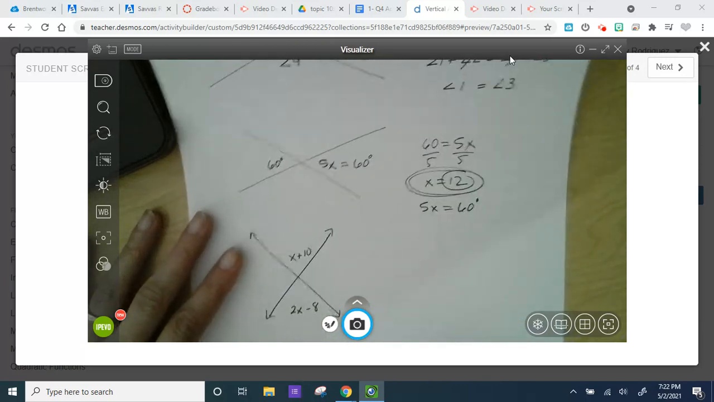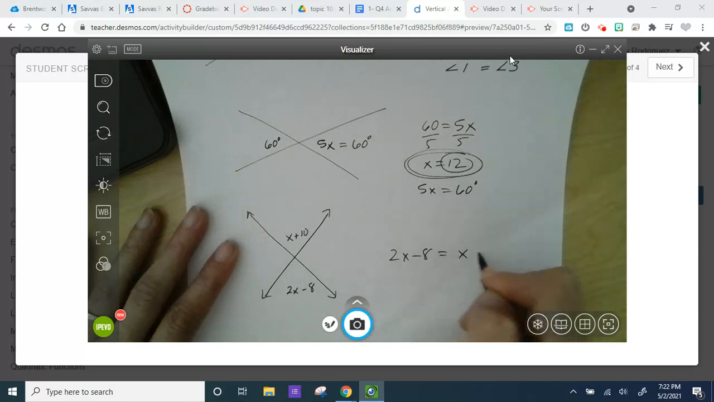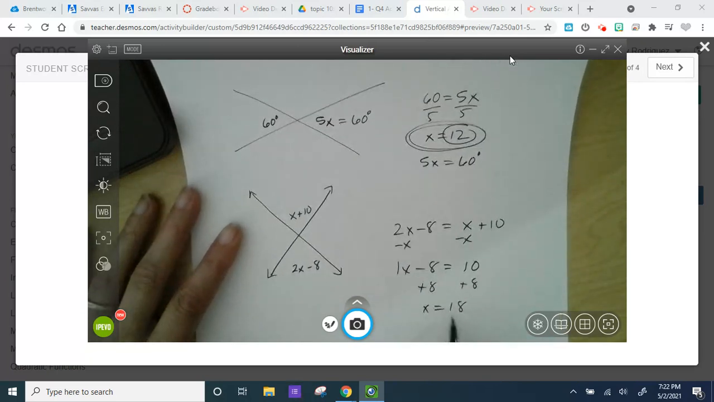Here's a little bit harder one for accelerated. 2x minus 8 is equal to x plus 10. We have letters on both sides. We know how to do all that. Subtract an x from both sides. And then add an 8 to both sides. So that means that our x is 18.